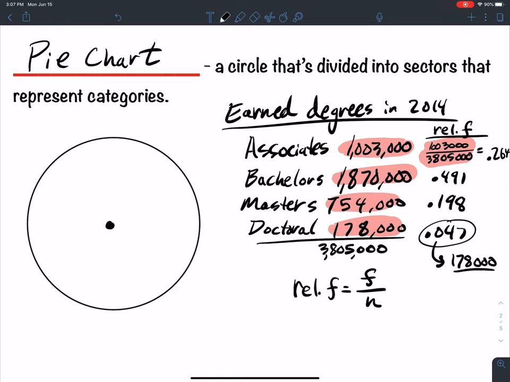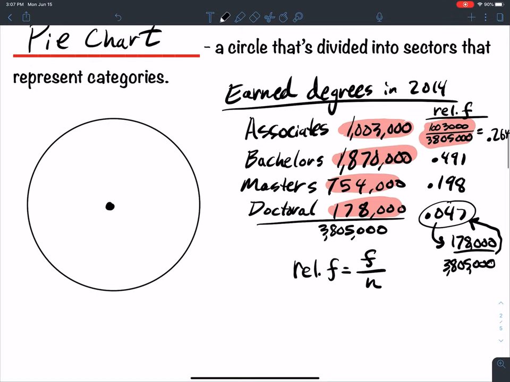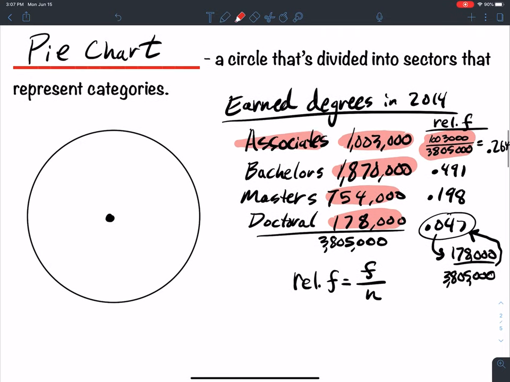So just to make sure we know where those numbers come from, I'd take 178,000 divided by the total 3,805,000. Okay, and I type that in my calculator and I should get this right here. All right, so this first category, associate's degrees, Angelina College, we offer associate's degrees. So this 0.26 is basically 25%.